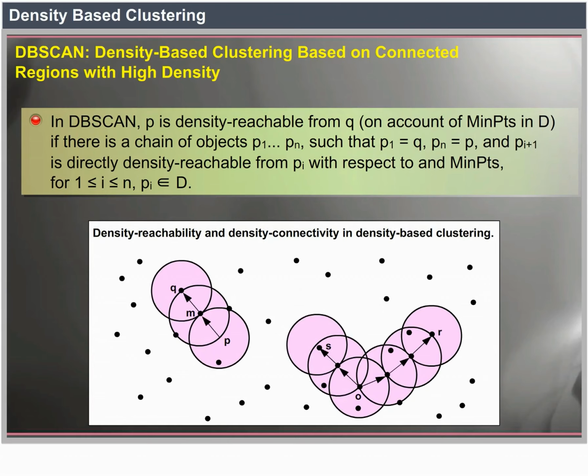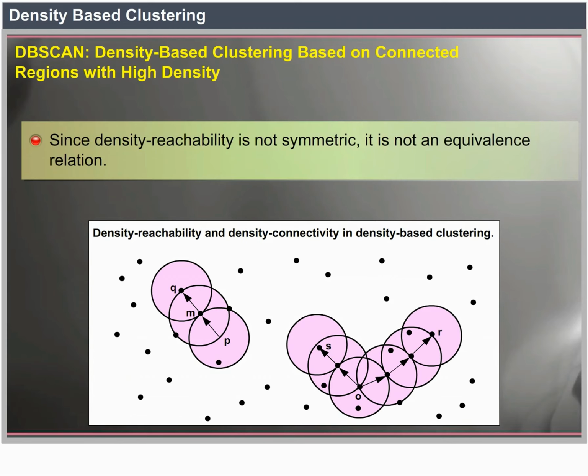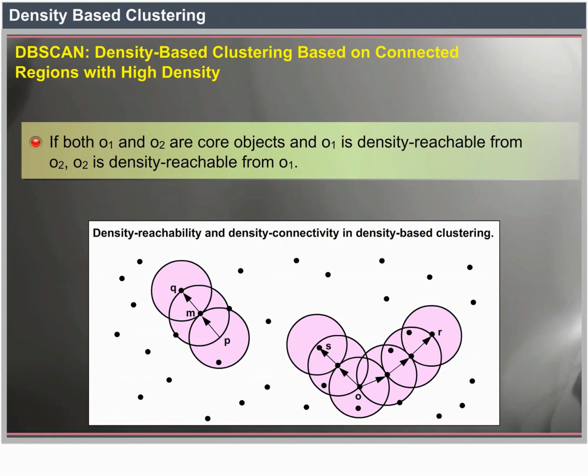if there is a chain of objects P1 to Pn such that P1 is equal to Q, Pn is equal to P, and Pi plus 1 is directly density reachable from Pi with respect to epsilon and min points, for i falling between 1 and n, Pi belongs to D. Note that density reachability is not an equivalence relation because it is not symmetric. If both O1 and O2 are core objects and O1 is density reachable from O2, then O2 is density reachable from O1.